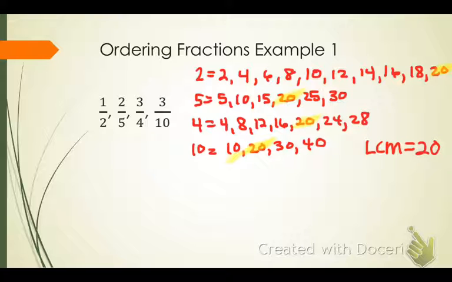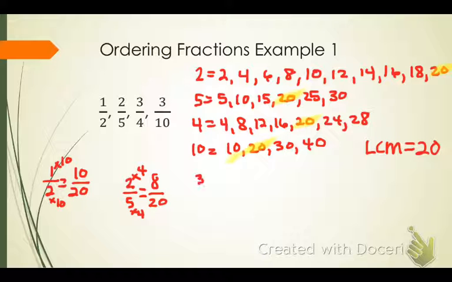So now I'm going to write equivalent fractions for each one of these. So I have 1/2 equal to my new common denominator of 20. 2 times 10 is 20, 1 times 10 is 10. I have 2/5 equal to, what over 20? 5 times 4 is 20, so 2 times 4 is 8.